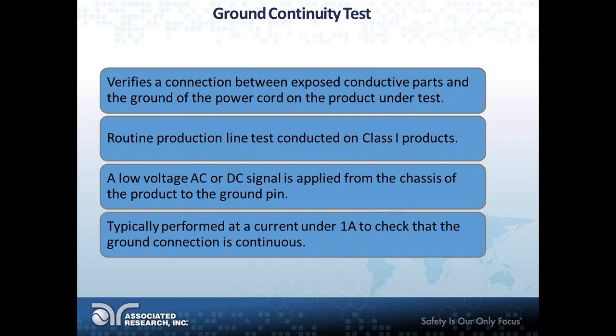How this test is performed is nothing more than applying a signal at one point of the circuit and measuring that signal at another point, and hence checking for continuity, seeing if the path is continuous. So that's the same concept that's applied for this test. A small low voltage AC or DC signal is applied from the chassis of the product to the ground pin, and that is more than enough to verify that a ground connection exists and it is continuous.